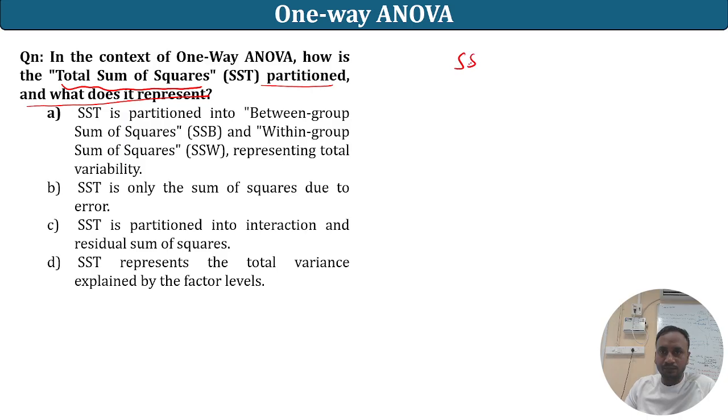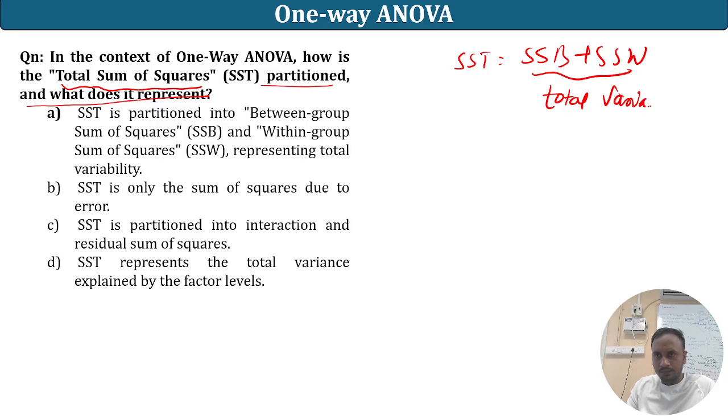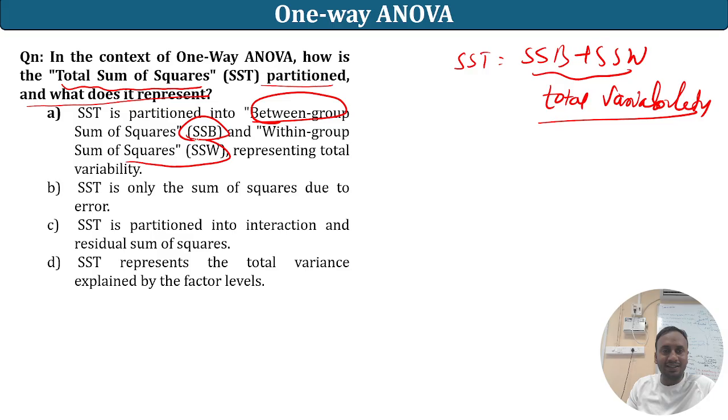SST is SSB plus SSW. It means total variability. It represents the between-group SSB and the within-group sum of squares. So this is the correct option. Now we'll check the others also.